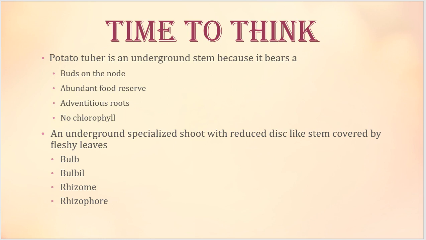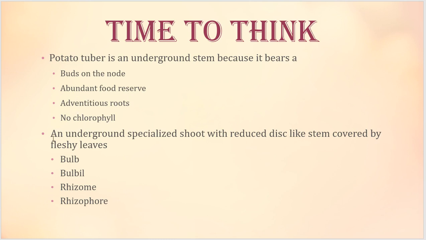So the first question, it's time to think whatever we have studied now. You can pause the video, take a break, read the text, go through the materials and attend all these questions. So the first question, a potato tuber is an underground stem because it bears. Do we call this an underground stem because it has too much of food reserve material? No, right? And tuber, will it produce adventitious roots? No, a tuber will never produce adventitious root. What about chlorophyll? No chlorophyll in tuber.